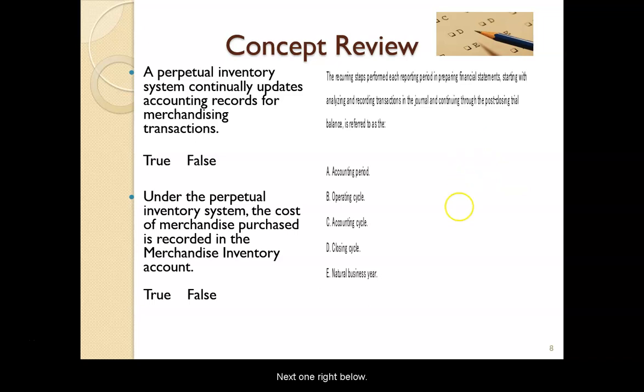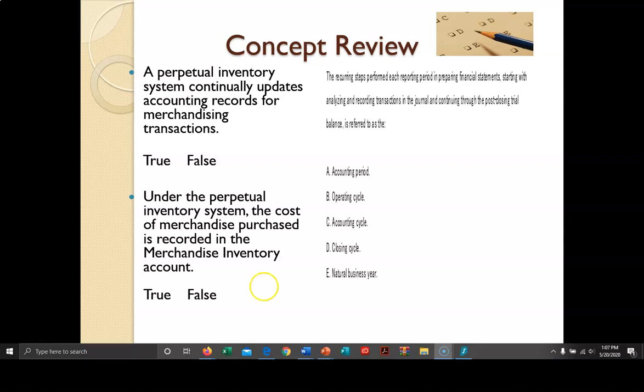The next one, right below it. Under a perpetual inventory system, the cost of merchandise purchase is recorded in the merchandise inventory account. True or false? And the answer is true. All right. So in other words, let's say that you spend $1,000 for inventory. You're going to credit cash for $1,000 and you're going to debit merchandise inventory for $1,000.